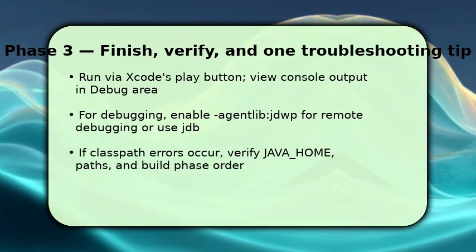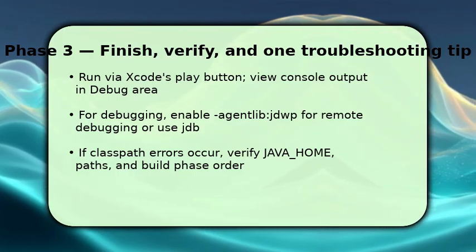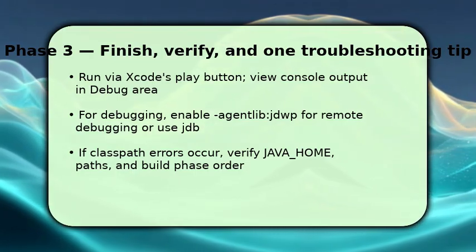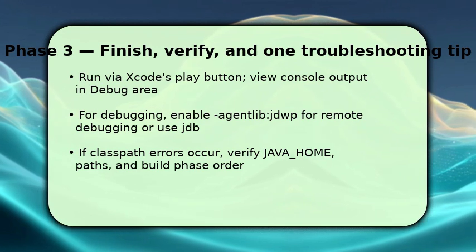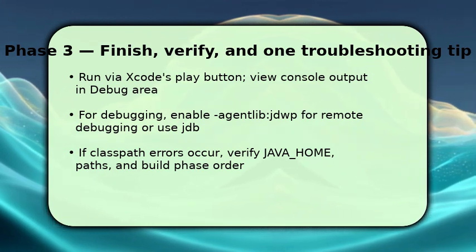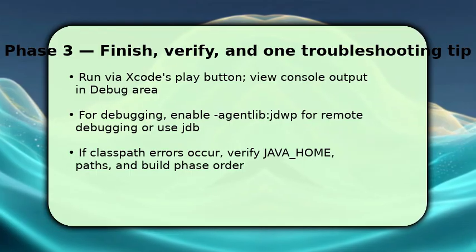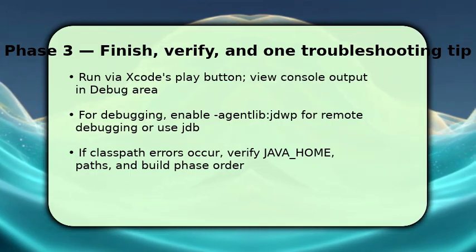If execution fails, check that Java home points to the correct JDK, confirm class path and build output folder, and ensure the run script phase runs after compilation. That single check fixes most issues.